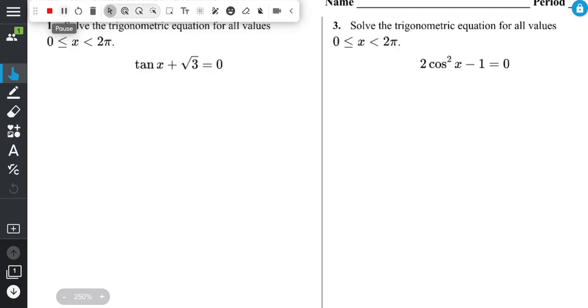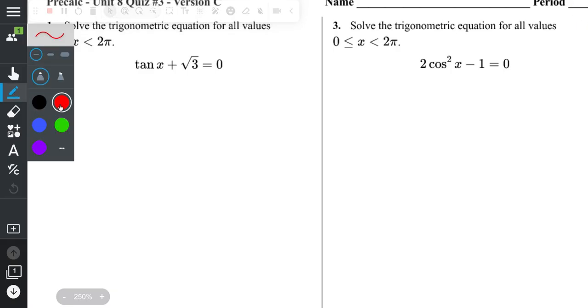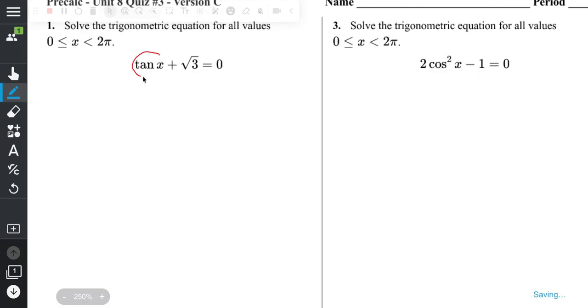Okay, let's solve this equation. The idea is you want to have an equation that just has tan x on one side. So if we're going to isolate this, we're going to have to subtract root 3 from both sides or move this over there. So this starts off simple.